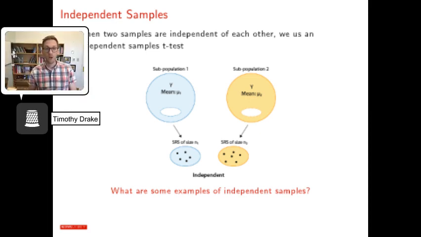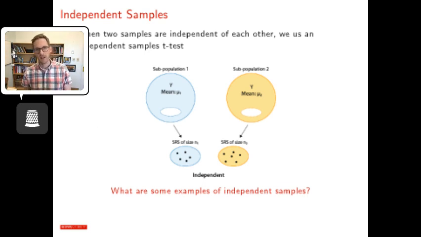Okay, now we're shifting gears from dependent samples t-test to independent samples t-test. So this is where each of the subpopulations are entirely independent of each other. So we would calculate the mean for each of these samples, and each of these population means will be independent of each other. We would calculate them separately, okay?